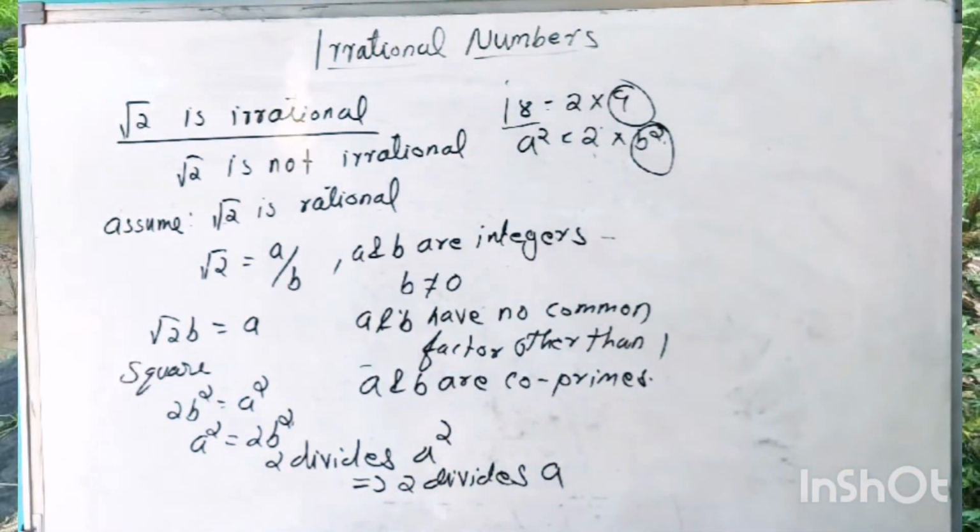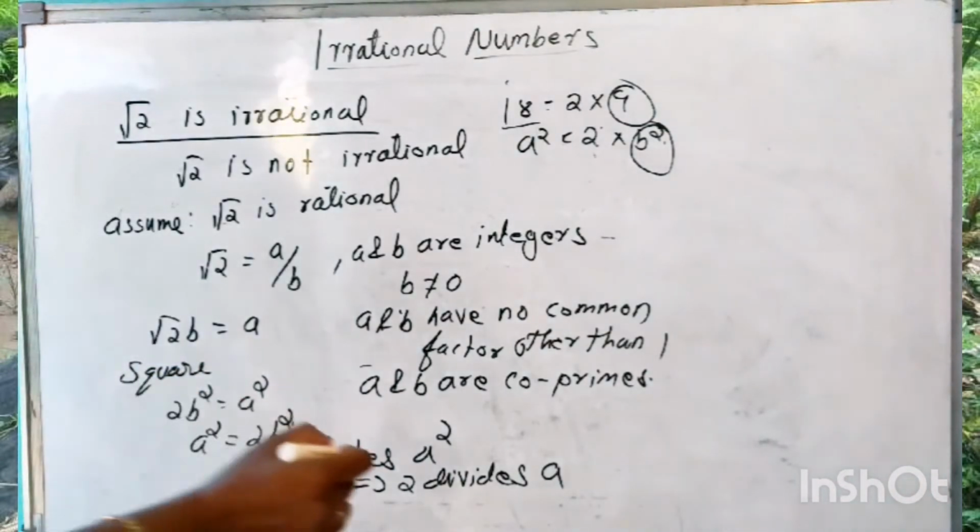By using that theorem, if P divides A square, then P divides A also, where P is a prime number. We know that 2 is a prime number, and we got 2 divides A square. That means 2 divides A also.